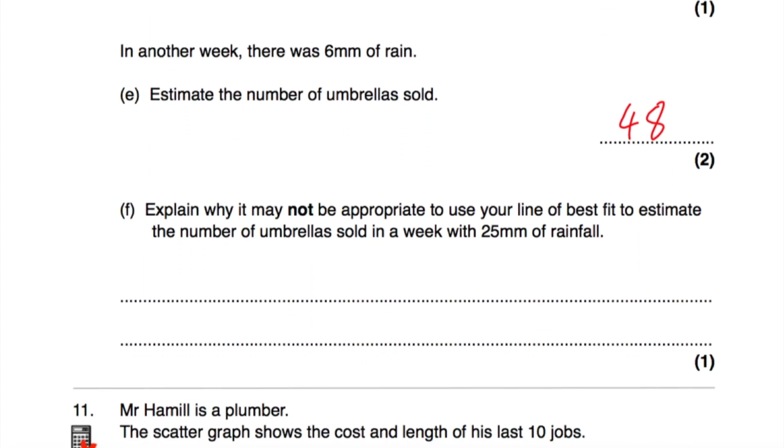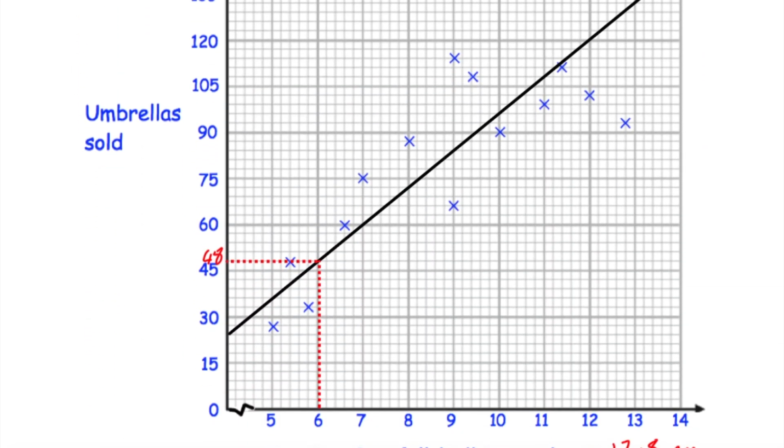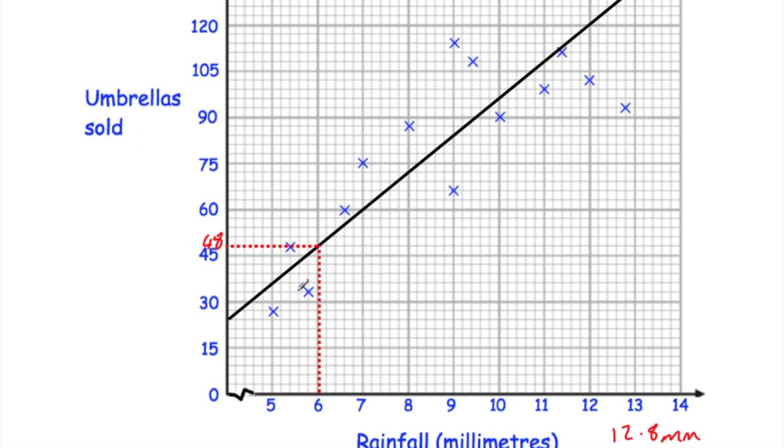Okay, and then the question says, explain why it may not be appropriate to use your line of best fit to estimate the number of umbrellas sold in a week with 25 millimeters of rain. So let's go to our scatter graph and let's see where 25 millimeters of rain would be. Now, actually, if we have a look at our rainfall, the least amount of rain in a week was 5 millimeters, and the greatest amount of rainfall, as we've seen, is 12.8. So with 25 millimeters, well, that's really far along. It's way beyond all the data we've been given. So we don't actually know what might happen if there's 25 millimeters of rain. For all we know, the people in the shop may close the shop that week if there's too much rain. I don't know. But we don't have as much of an idea of what happens whenever there's beyond 12.8 millimeters of rain.